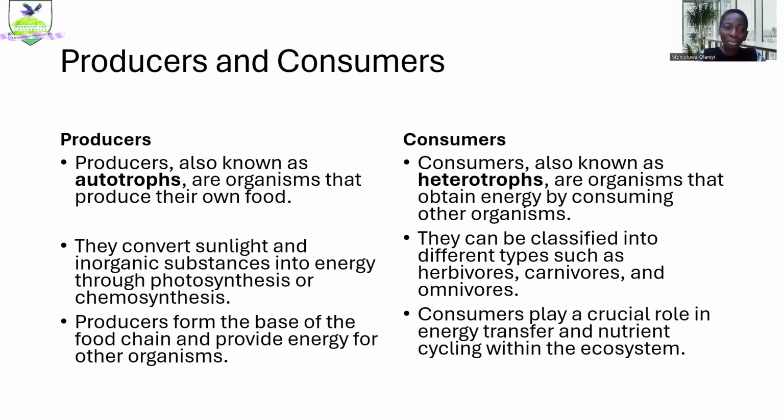Producers convert sunlight and inorganic substances into energy through photosynthesis and chemosynthesis, while consumers can be classified into different types, like the herbivores that feed on vegetation, the carnivores that feed on flesh, and the omnivores that feed on various types of organisms.